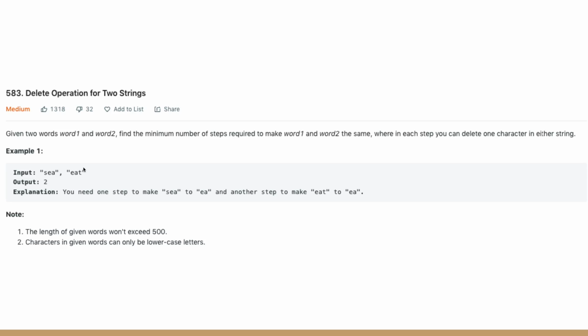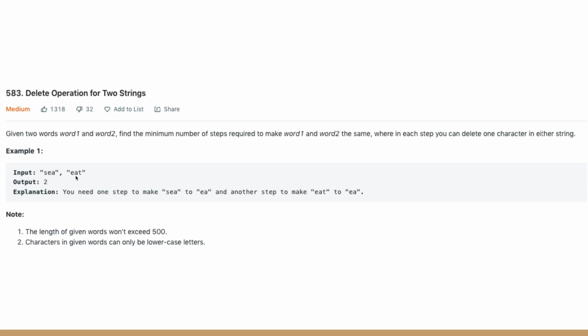So how do we think about this particular problem? We are given two strings, SEA and EAT. How do we match them up by making deletions? Here's the example right here. We can delete S from the first string and we can delete T from the second string, and the rest of the string, EA, will match the right hand side, which is EA. They are actually matching up.